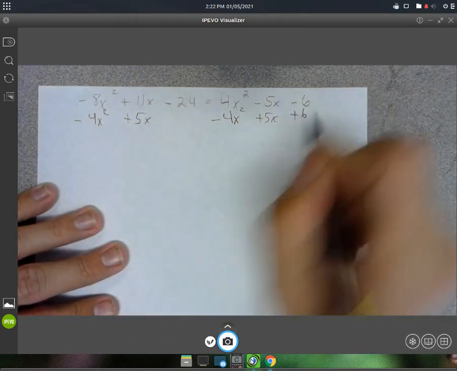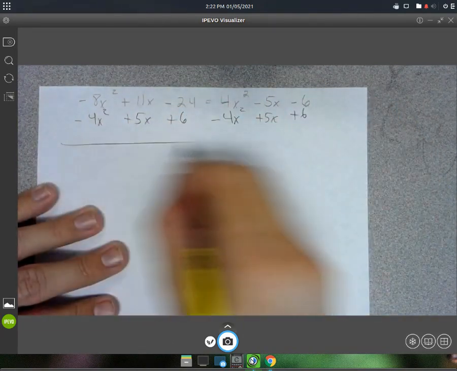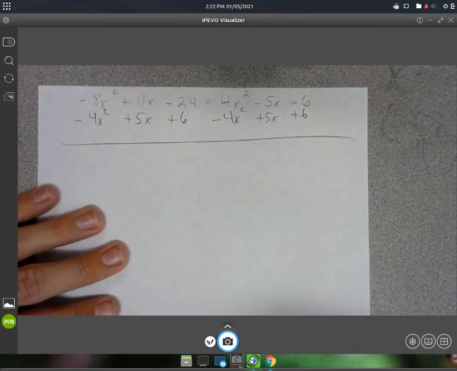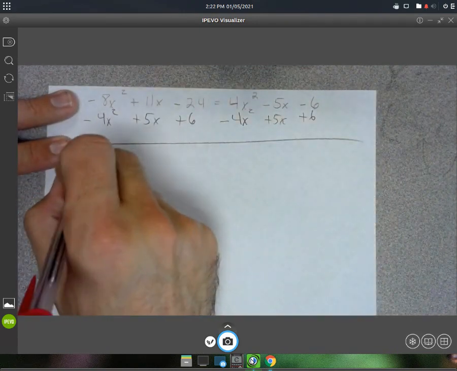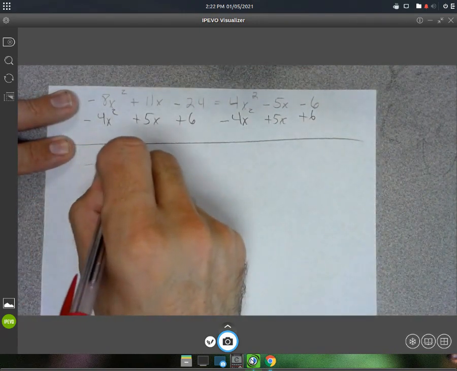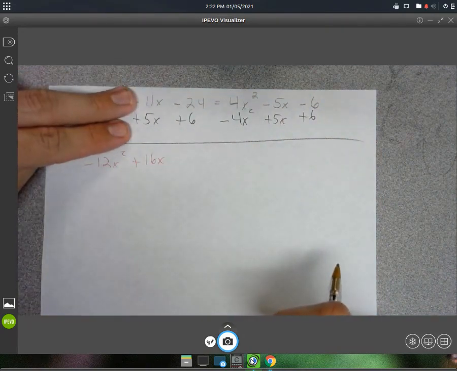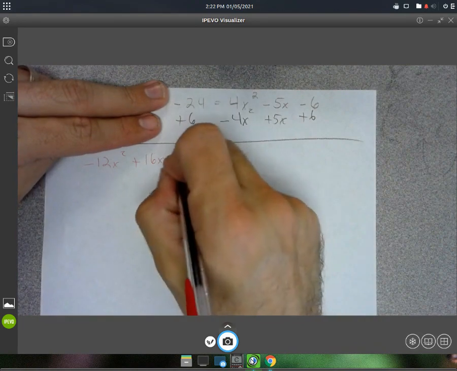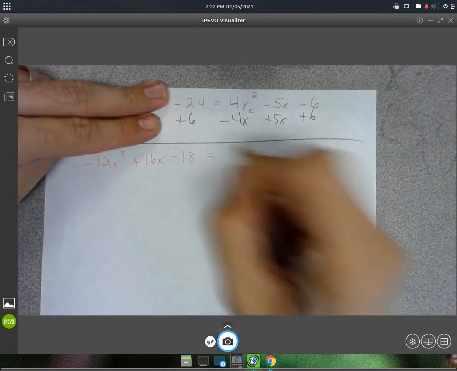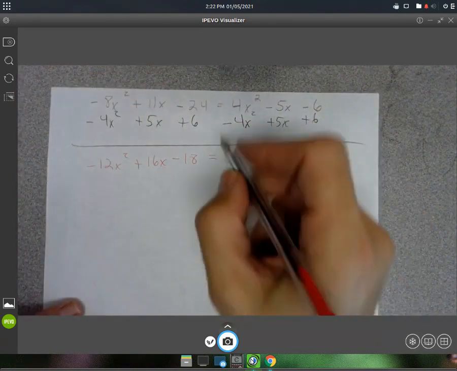We got to plus the 6. All right, this is going to give us negative 12x squared plus 16x. And then negative 24 plus 6 is negative 18. And all this just cancels, so you get 0.